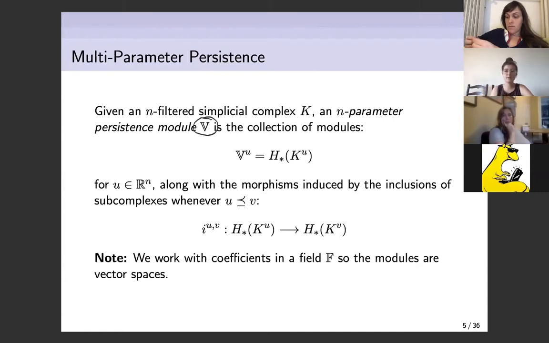And then on top of that, we also have the morphisms between each of these modules V_u. These are the morphisms that are induced in homology by the inclusion of the subcomplexes K_u and K_v. And this is defined whenever u is smaller or equal to v.